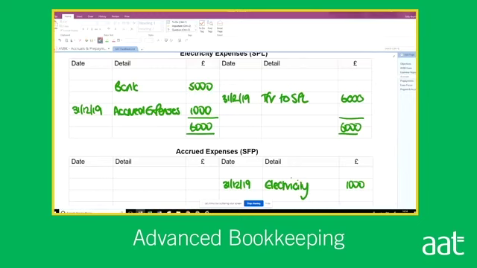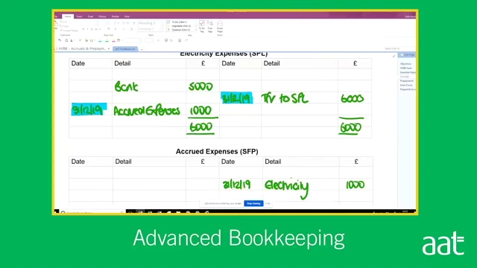So the correct dates we're looking at here is what dates are you going to be recording these accrued expenses at the end of the year, and obviously what dates you're going to be choosing to transfer the expense through to the TB statement of profit and loss. Okay.